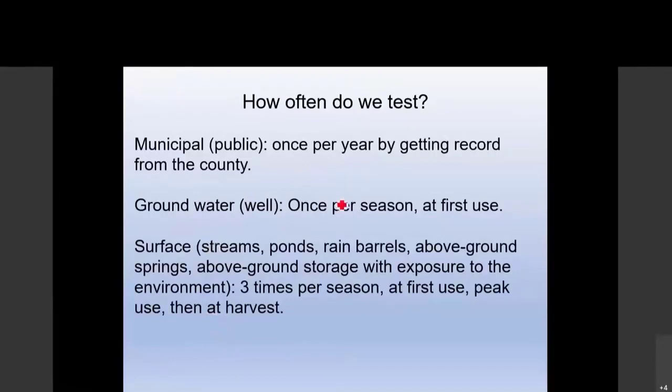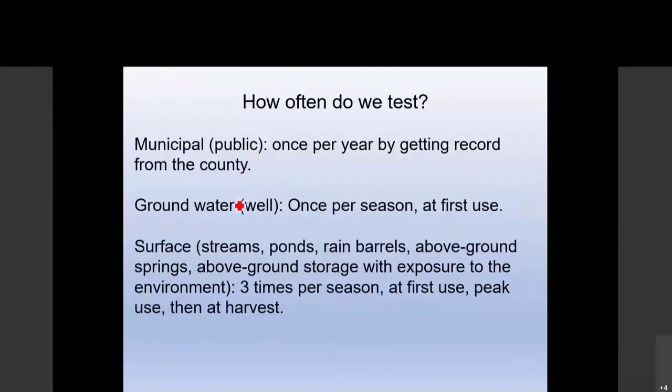Municipal water, if you're using municipal water, you need to know that every municipal water source I know of contains a sanitizer. So you want to get a record from your municipality as to what your water quality is at the beginning of the season and keep that in your farm notes.